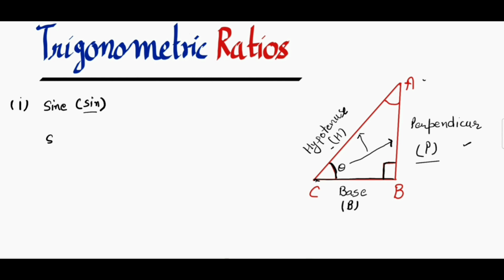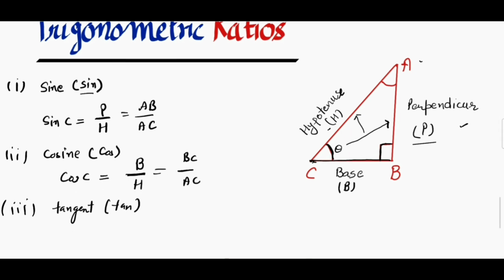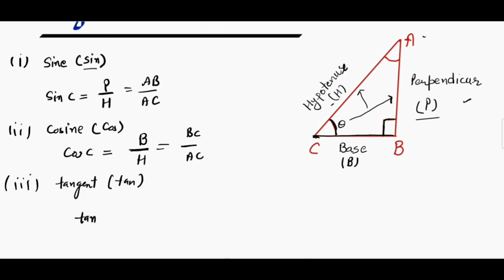Sine of this acute angle C is equal to perpendicular P divided by hypotenuse H. So here perpendicular is equal to AB and hypotenuse is equal to AC. The second ratio we have is cosine, which we mostly represent with cos. So cos of angle C is equal to base B divided by hypotenuse. The base here is BC and the hypotenuse is AC. The third ratio we have is tangent, which we mostly represent with tan. Tangent of this acute angle C is equal to perpendicular divided by base. So here perpendicular is AB and base is BC.